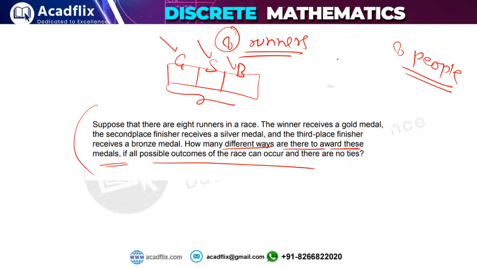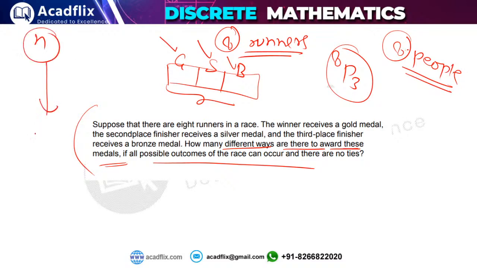So the answer is again 8P3, because total 8 elements are there. Out of these elements you want to arrange 3 elements. So out of n elements you want to arrange r elements, then how many arrangements will be there? These many arrangements will be there. So the answer will be 8P3.